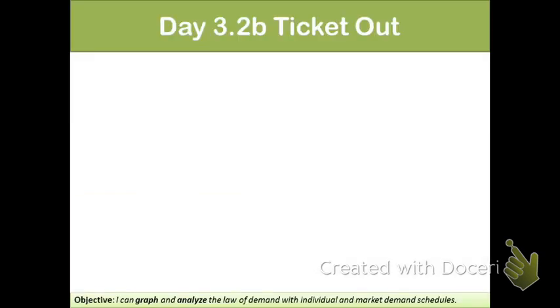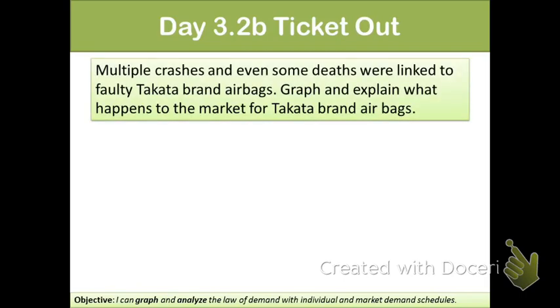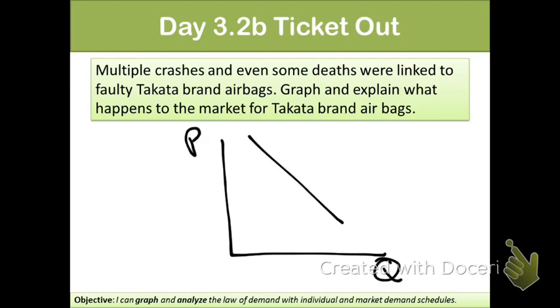and we had one more for review. This is your ticket out from last class, and I'll run over that one for you real quick. You can pause the video and do this yourself and check and see if you are correct. So we're going to draw our axes, price and quantity, and we label our demand curve D1. So multiple crashes, even some deaths, were linked to Takata brand airbags. Graph and explain what happens to the market for Takata brand airbags.